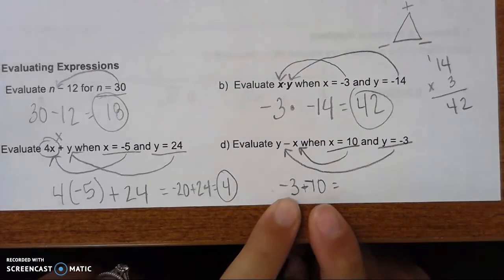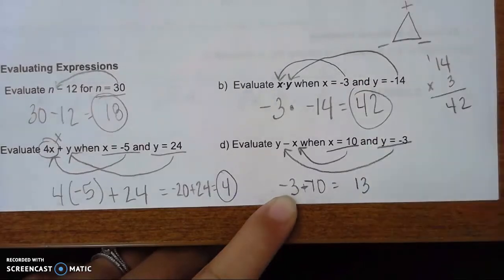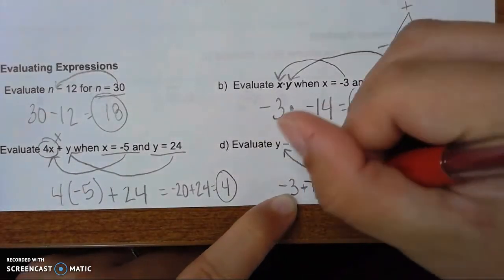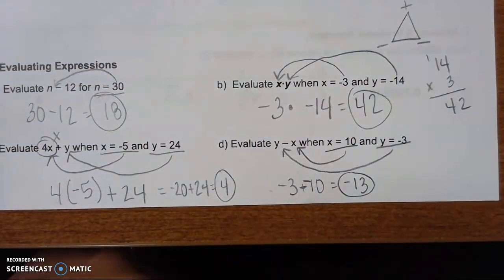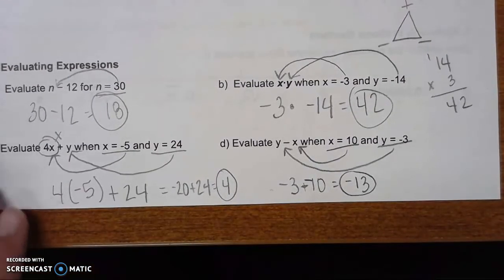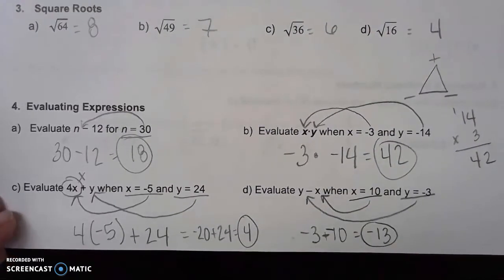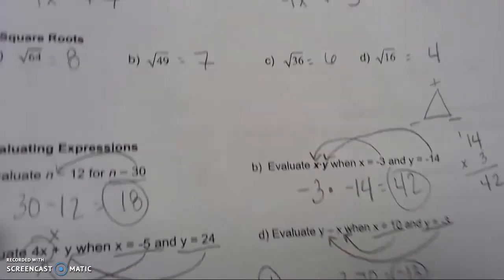So since I have same signs, I'm going to add. So 10 plus 3 is 13. And since I'm adding two negatives, I'm going to keep my negative sign. So that should be -13. You guys know that you guys can pause this video at any time if you guys need to catch up, but I'm just going to go ahead and move on.